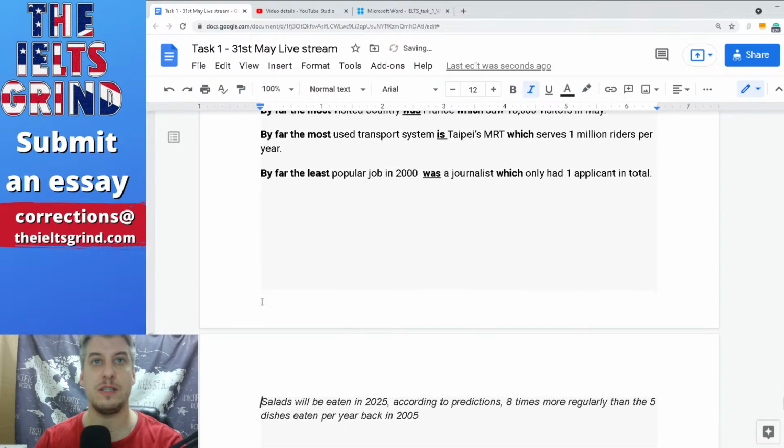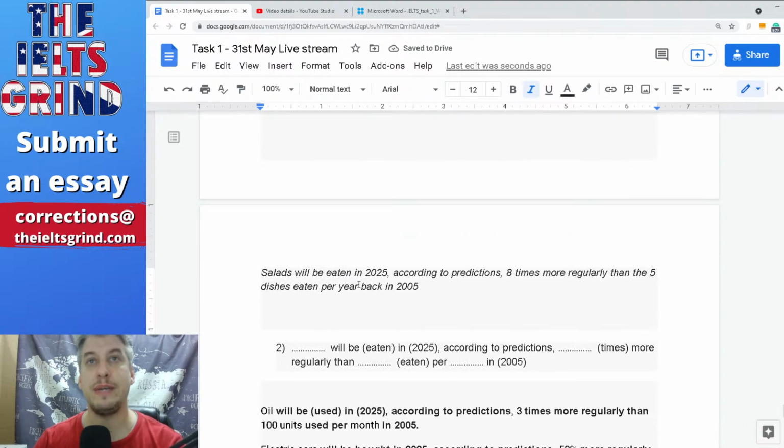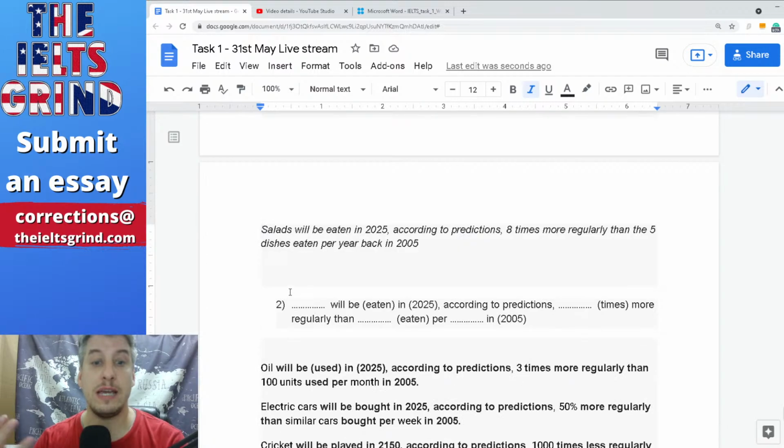Okay, let's look at another example. I'm just going to move this to the next page. So, "Salads will be eaten in 2025 according to predictions 8 times more regularly than the 5 dishes eaten per year back in 2005." Here we can adapt it a little bit more to our needs: "will be eaten in 2025 according to predictions times more regularly than eaten but in 2005." Michael loves to do the gaps, and I've started to do it as well. It's a bit weird, but it works.